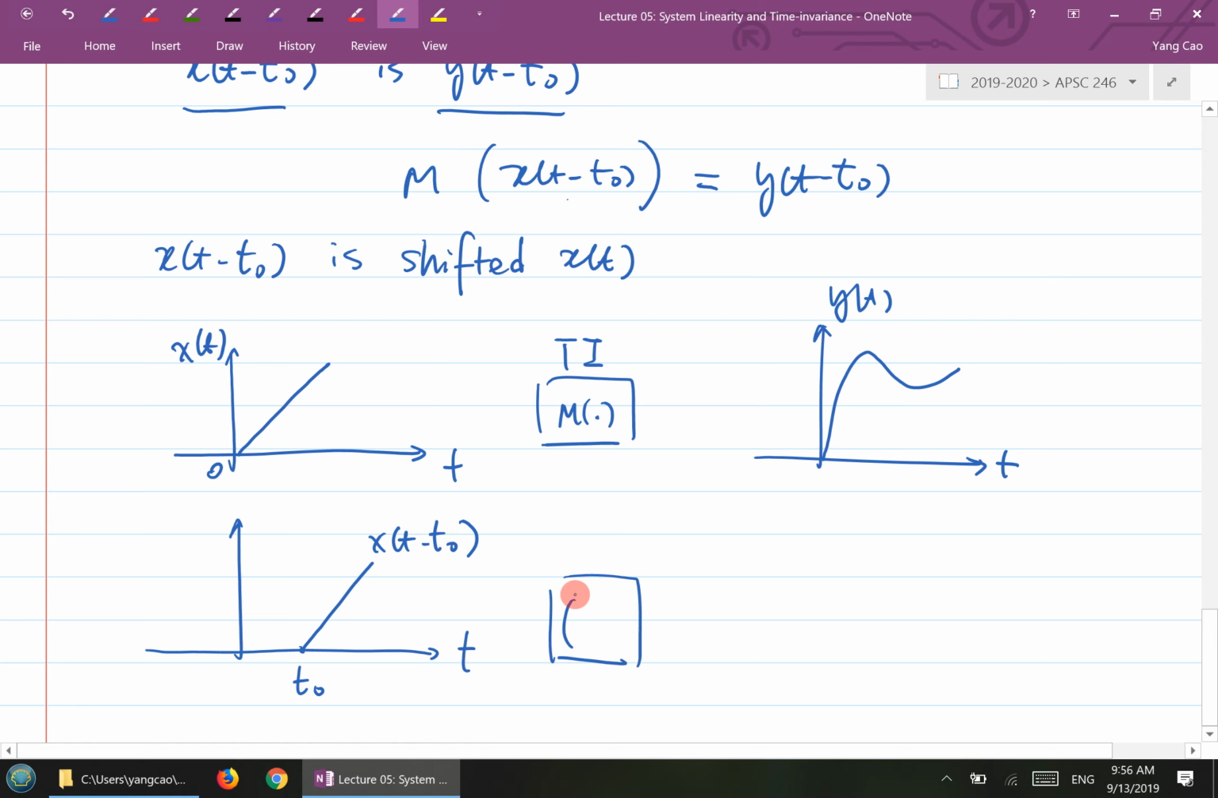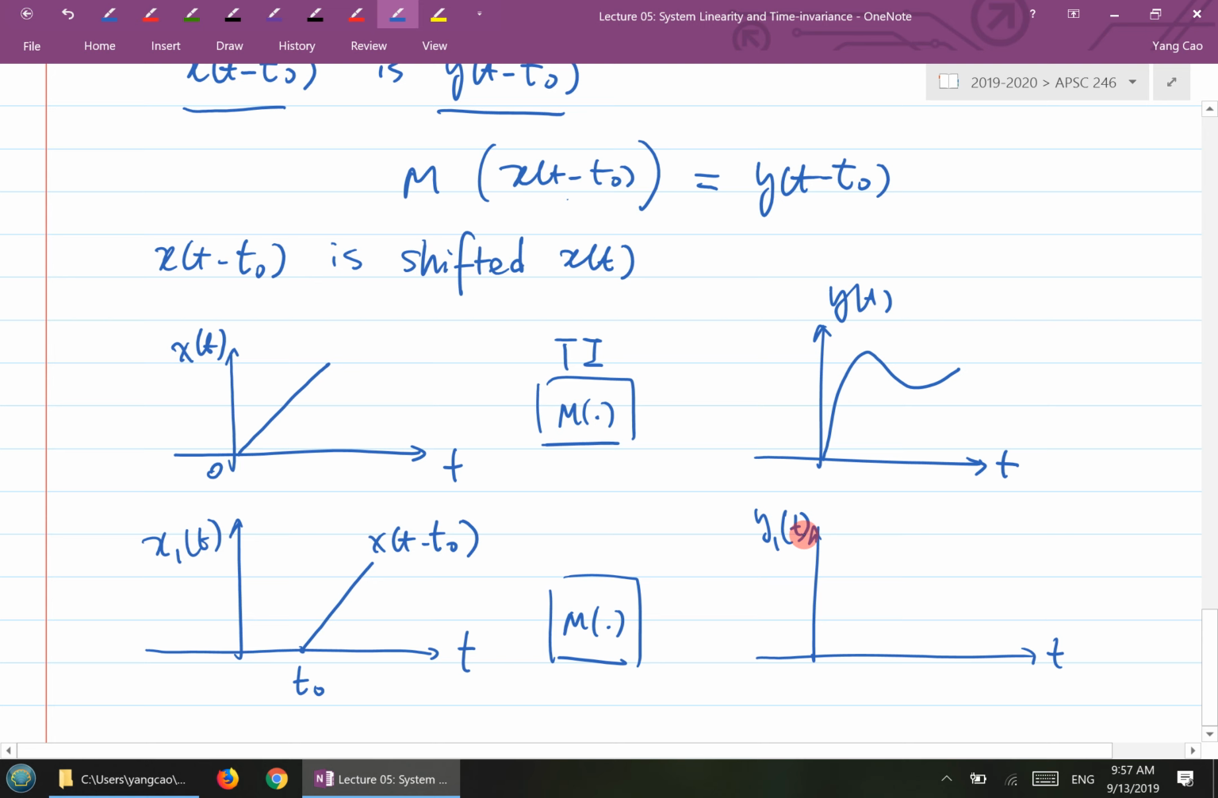And if you're required to derive the new output, let's call this a new input, x1 of t, because it's different from the original one. And this will become y1 of t.